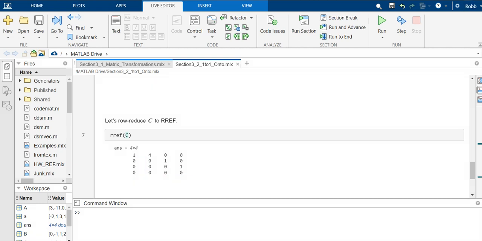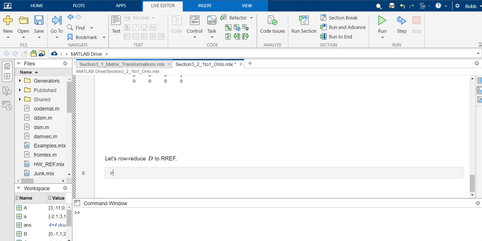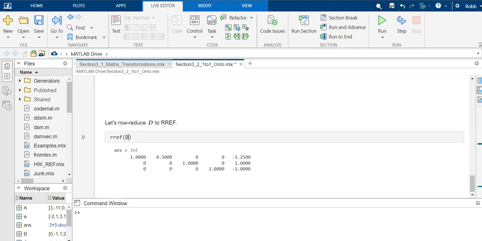Let me get rid of the ink and move down, and we can row reduce D. Now this is interesting. I have pivot, pivot, pivot. So it's pretty clear that there are 2 columns that don't have pivots. But check this out. All my rows do. I have 3 rows and 3 pivots. So what does that mean? The columns don't all have pivots, so it's not one-to-one, but the rows all have pivots, so it's onto. So the transformation that has the associated matrix D is onto.